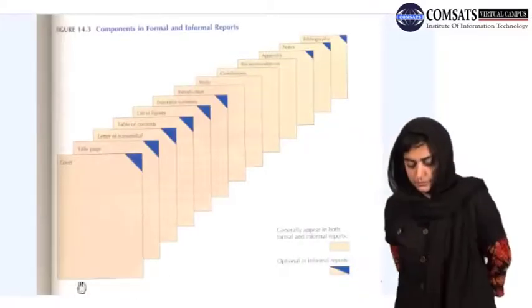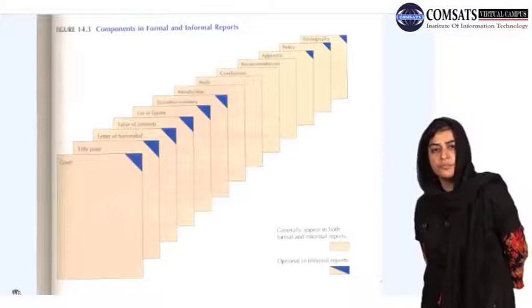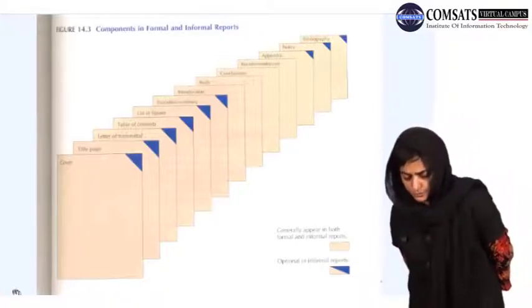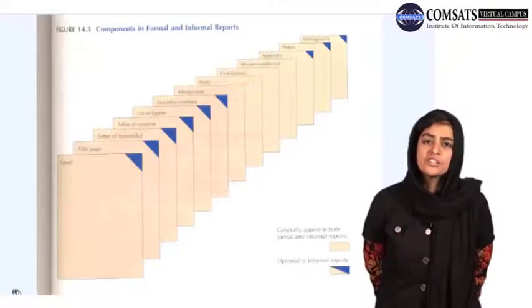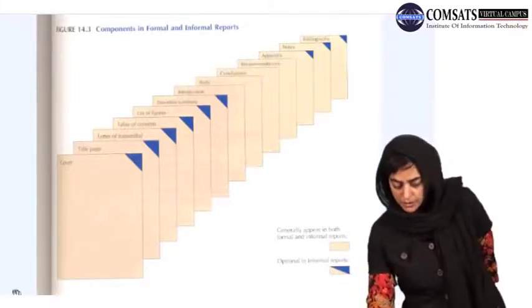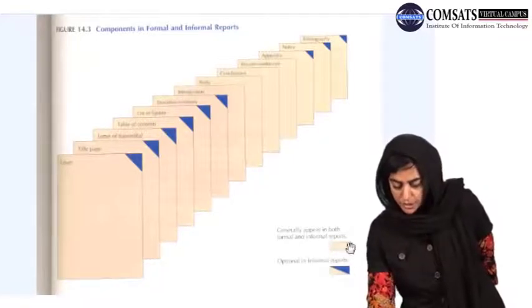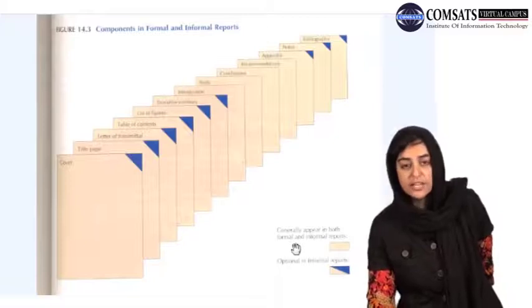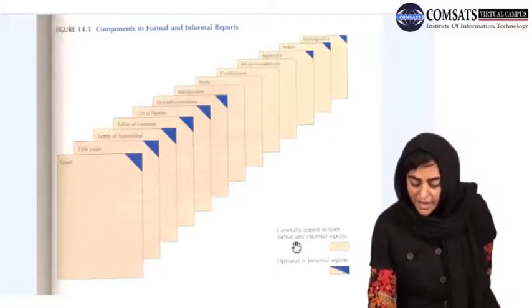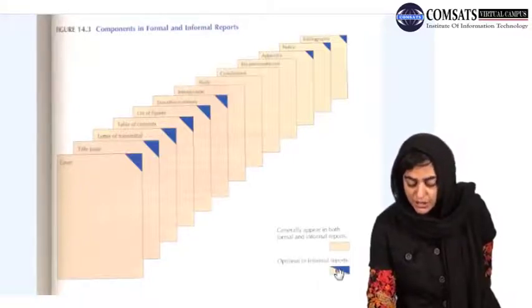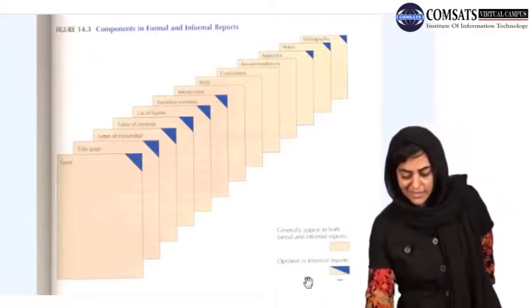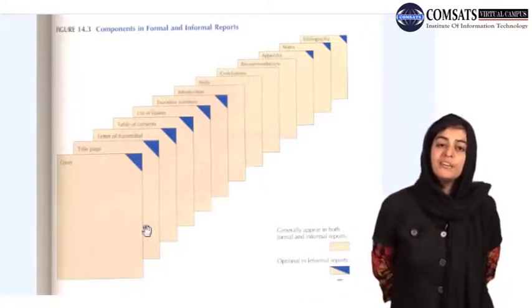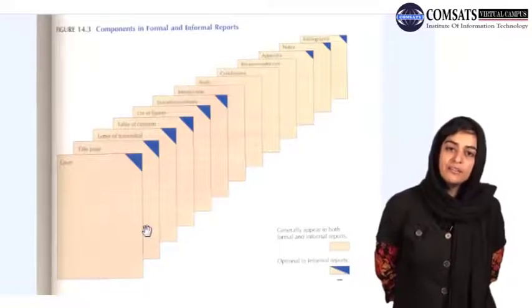Now, dear students, just to show you, on the screen in front of you, first, just to remind you again, we are going to discuss some additional parts of the report in addition to introduction, text and conclusion. Here on this side, this yellow mark is showing the generally appearing parts in both the formal and informal reports, whereas this mark with yellow and blue is showing the optional parts in the informal reports, whereas the important and present parts in the formal reports. Let us see which parts are optional for the informal report and which parts are important for the formal report.